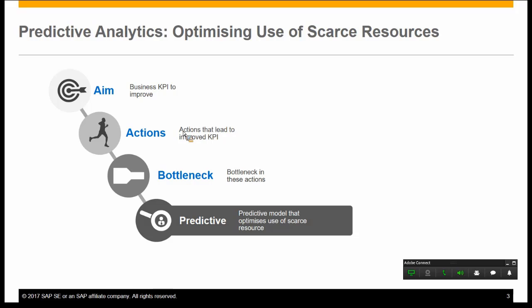And often that starts with an aim. That could be a strategic goal of your company. What is your company working towards? And what are actions that help support that aim that your company is aiming to achieve? And these actions that you're undertaking typically will have some bottleneck. And this is where predictive comes in handy, as I explained, to make best use of it.